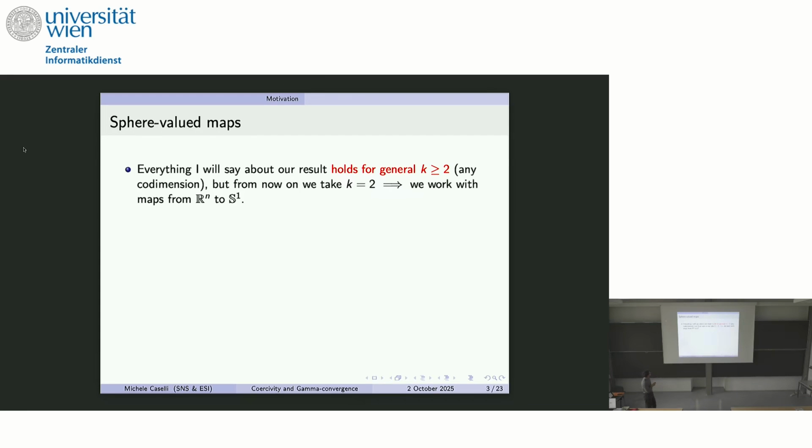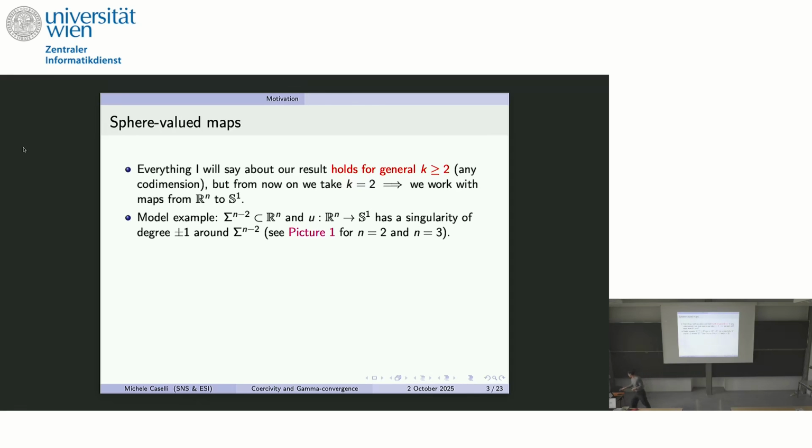So the first reduction is that everything I will say about our results holds for any codimension, so for the dimension of the spheres in the target arbitrary. But I will focus on k equals 2, and first I will just draw pictures for k equals 2. I think it's very reasonable to just think about codimension 2, the first codimension after codimension 1.